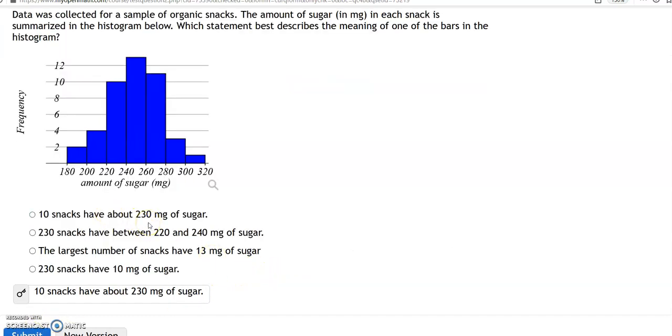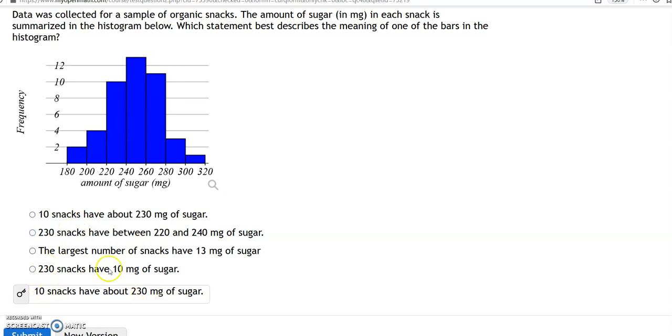This one is just trying to test how to read the chart. The number at the bottom is the amount of sugar in milligrams. The frequency is the number of snacks. So these are wrong because it's not 230 snacks, that's the amount of sugar. And the largest number of snacks doesn't have 13 milligrams of sugar. That's the highest frequency.